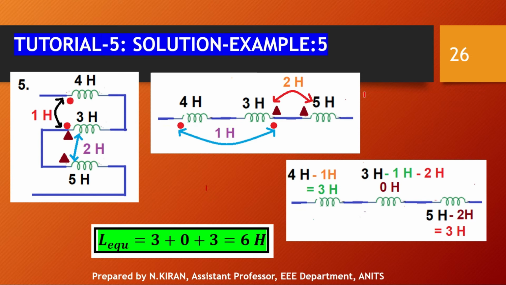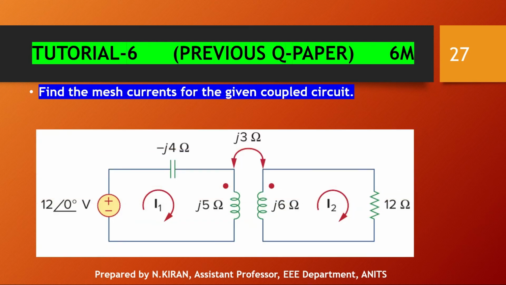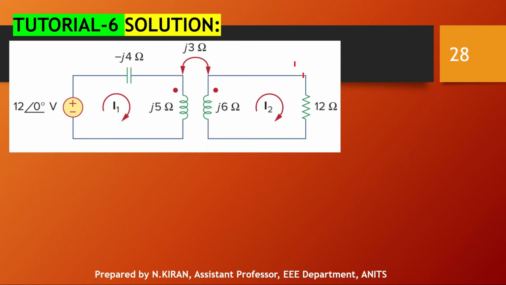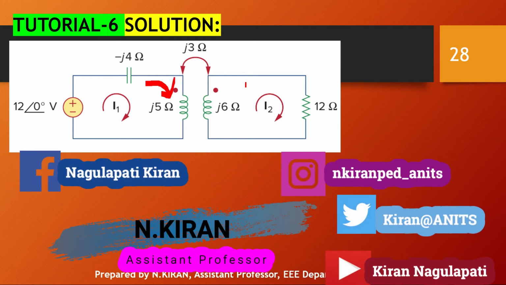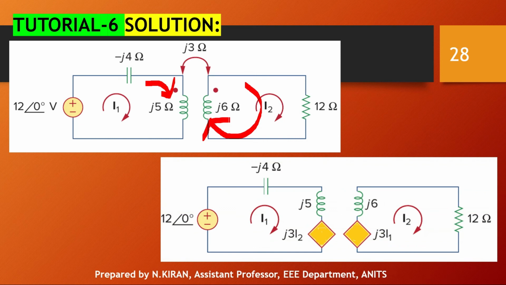So the next sum asks us to find the mesh currents for the given coupled circuit. In order to find the mesh currents, we have to first find the electrical equivalent of this coupled circuit. So here in the first mesh, the current is entering at the dotted terminal, and in the second mesh the current is entering at the undotted terminal. So each coil will have one self-induced EMF and one mutually induced EMF.